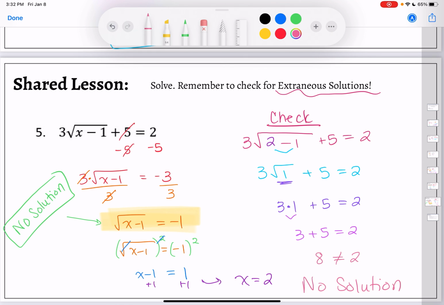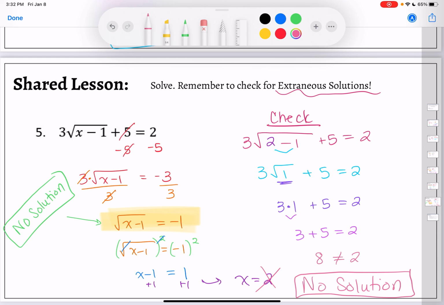Whether you solved it all the way out or you caught it way back at that highlighted step where you got a radical equals a negative number, boom, no solution, right? And that answer that we had gotten, that x equals 2, that's what we would call the extraneous solution, but the answer should be no solution.